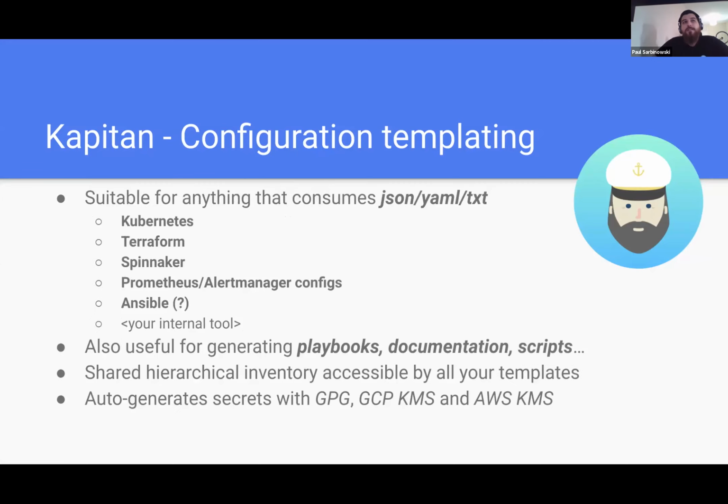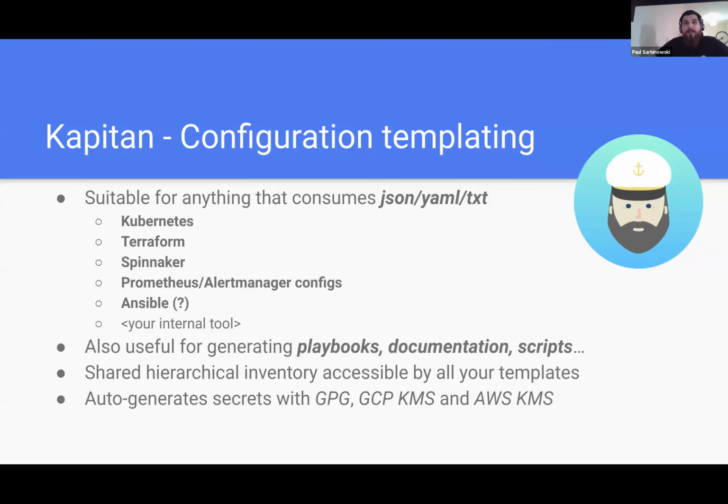So Capitan is suitable for anything that consumes JSON, YAML, or TXT for its configuration. Kubernetes is obviously a big example. Terraform also accepts JSON, Spinnaker, Prometheus, Alert Manager, possibly Ansible. I haven't tried it, but it should be doable. They all consume JSON, YAML, or text. So you can probably use Capitan to template these tools.